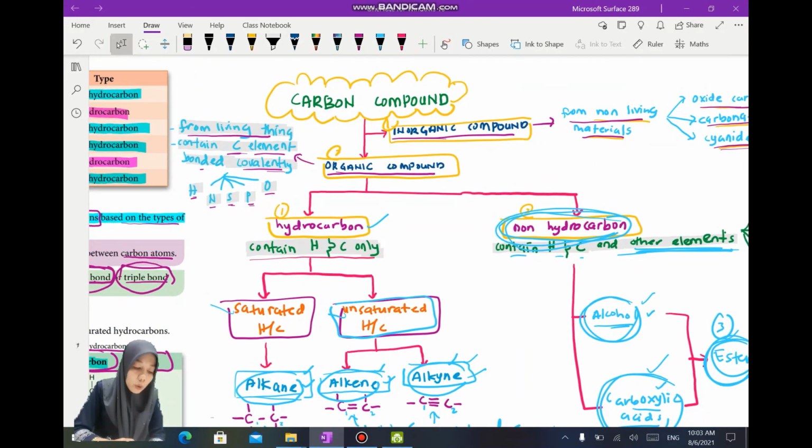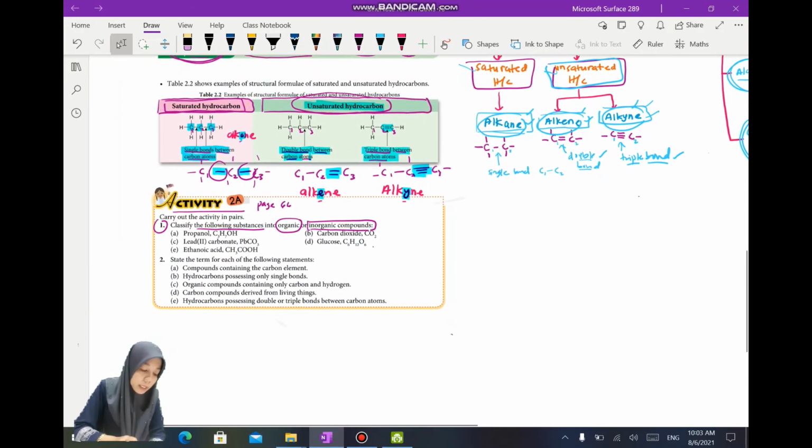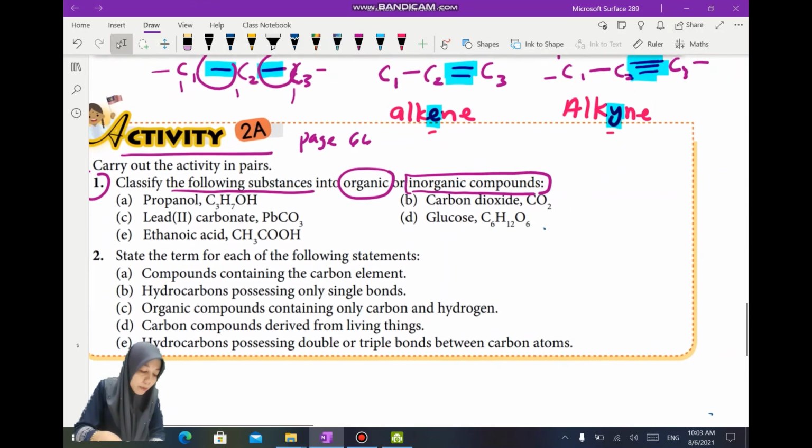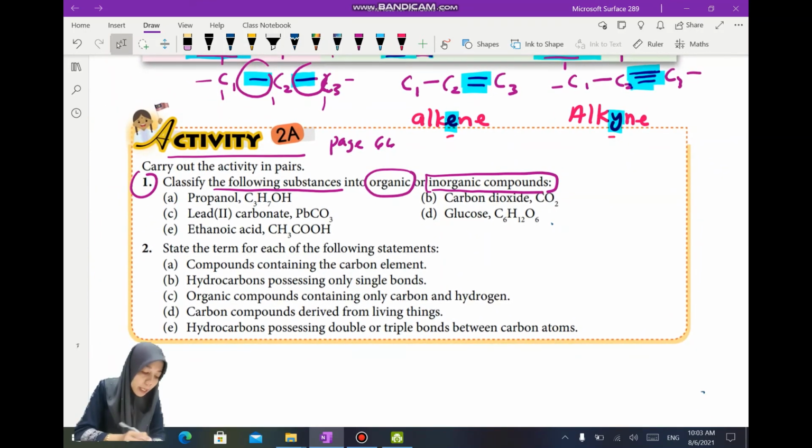Okay, so itu maksudnya. Now kita cuba classify. Kita cuba classify propanol. Number 1 is propanol. Propanol mengandungi CH and then terikat dengan O. So is it organic or inorganic compound?